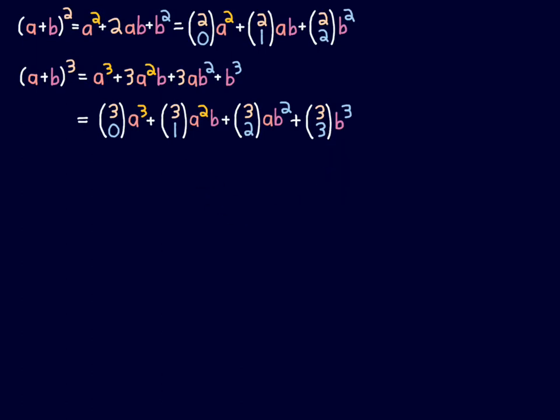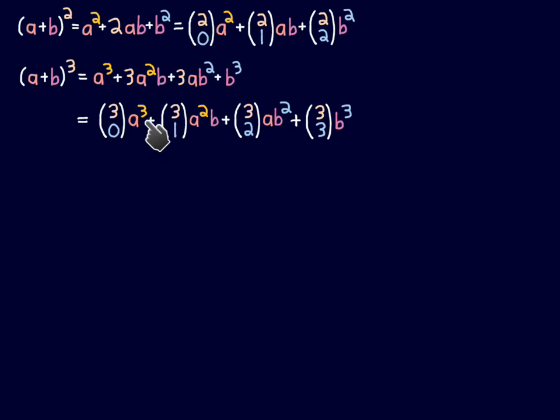Now notice how many factors of b there are in each term. There's no factors of b, 0. There's 1 factor of b, 1. There's 2 factors of b, 2. There's 3 factors of b, 3. See, this number on the bottom here is the number of factors of b in there.